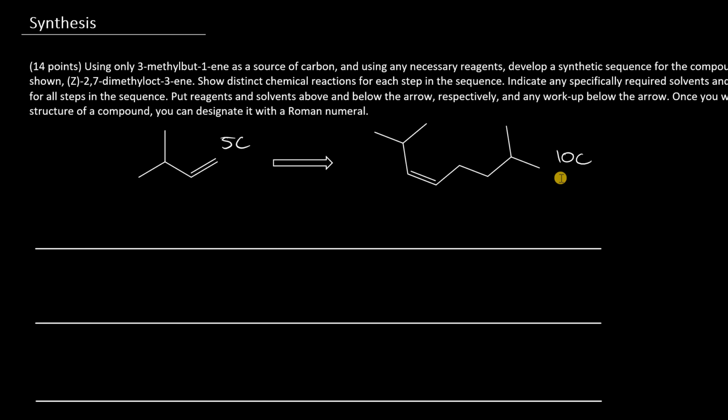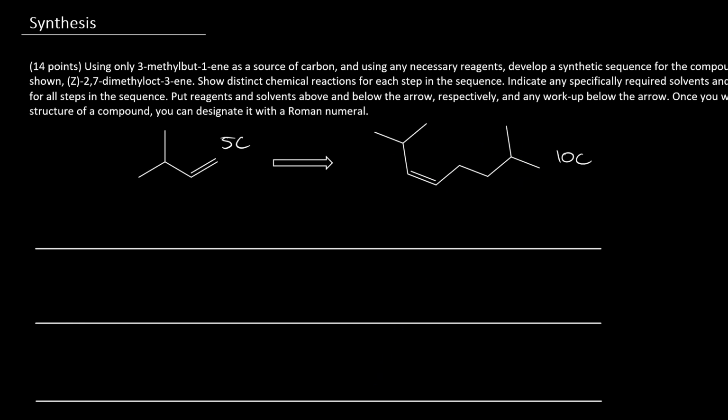Now the question is how to do that. Again, the primary nucleophile in this unit are alkynes, the alkynyl anion. We can make an alkynyl anion from this and attack an electrophile with 5 carbons as well. Add them together and we could end up with something like this.